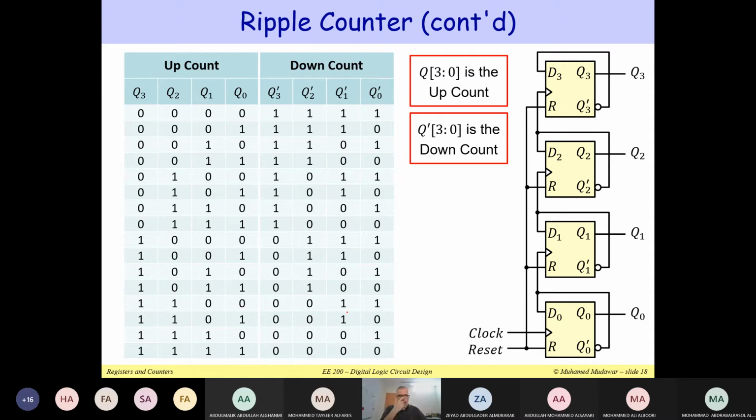Right. So now I'm showing here all the 16 possible count values, starting at 0000 and ending at 1111. This is my ripple counter.